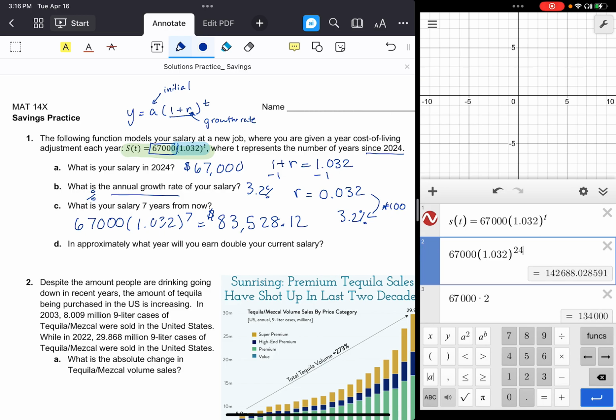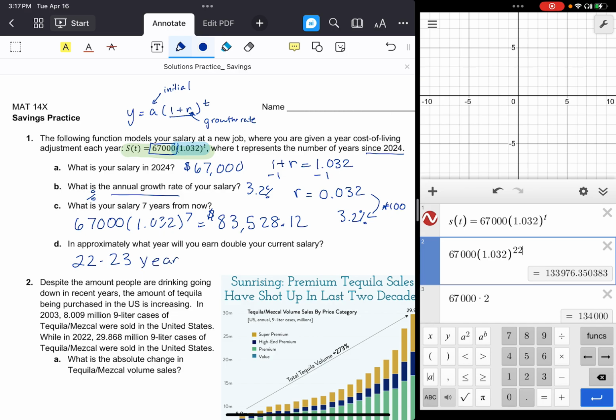So now I might go a little slower. Okay, I'm still above it. Ooh, I'm getting pretty close. I'm only 4,000 extra. And then if I go here, notice I'm a little below. So I would say somewhere between 22 and 23 years.